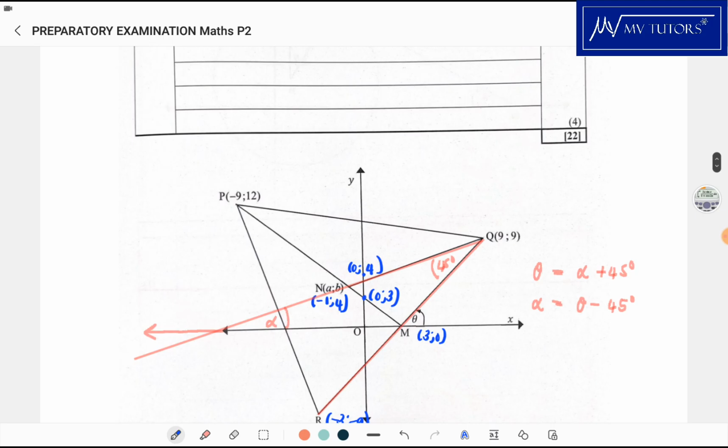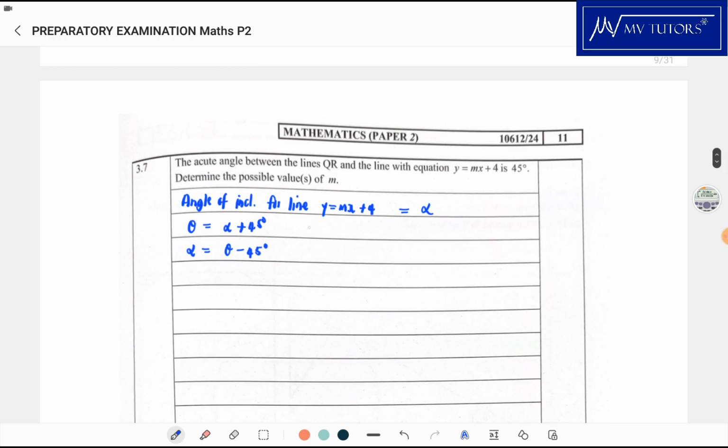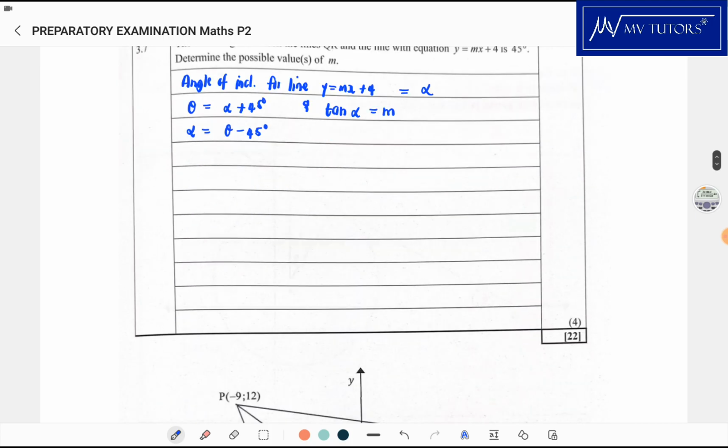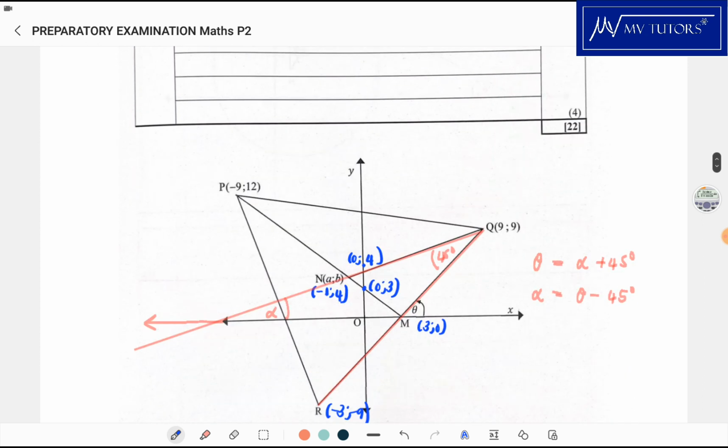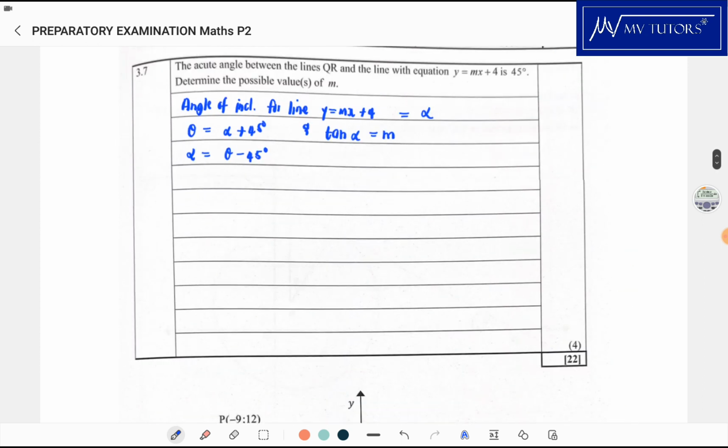And now how are we going to get alpha ultimately? So we're going to say tan alpha would be equal to this m that we're looking for. All right, so that's one portion. That's if we have a positive gradient. Okay, so I'm just going to say this is for the positive gradient. What about the negative gradients? Okay, we need to get the answer there, and we need to also get the answer there. So what is m ultimately?